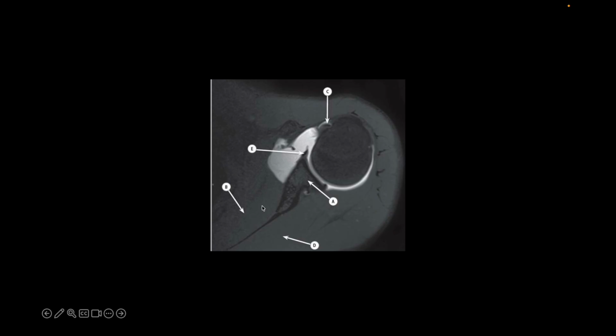B would be your subscapularis muscle. D, because we can't see the coracoid, would be your infraspinatus muscle. C is your long-headed biceps tendon, this little black structure that they're pointing to, and then E would be your anterior labrum.